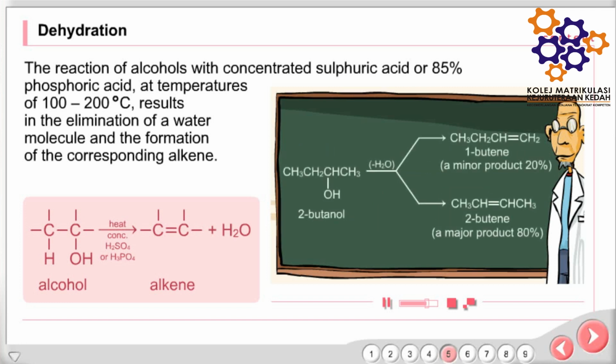The dehydration of alcohols follows Zaitsev's rule. This rule states that in any elimination reaction, including the dehydration of alcohols, the more substituted alkene is favored. In other words, the carbocation intermediate eliminates a proton in such a way as to form a more substituted and more stable alkene. For example, the dehydration of 2-butanol gives 2-butene as the major product, since it is a more substituted alkene than 1-butene.